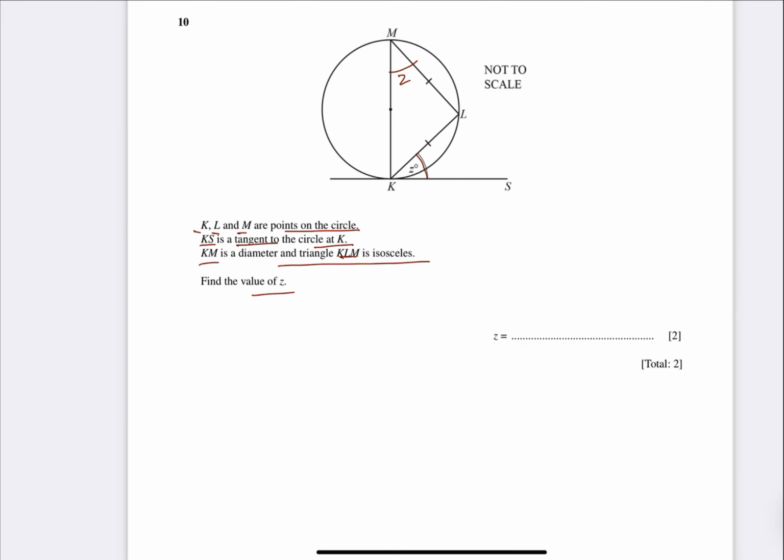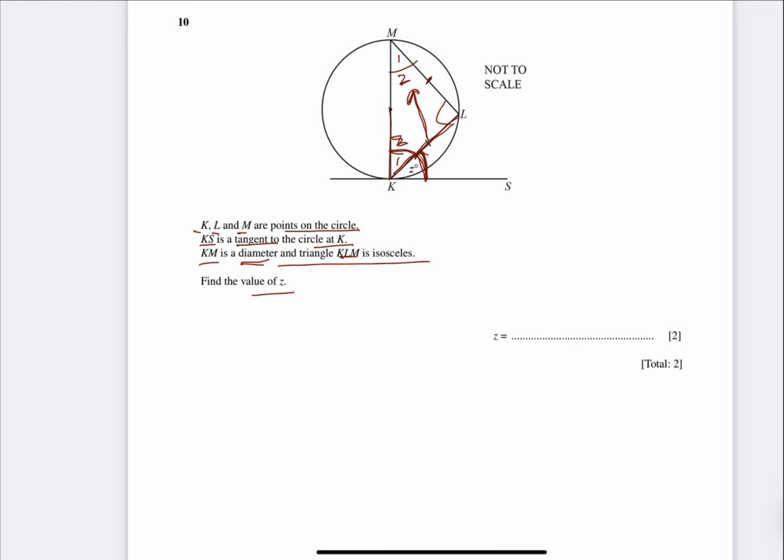Okay. And KM is the diameter. As I've said, if it is a diameter, this would be 90 degrees. And if it is an isosceles triangle, that means this is also Z. Now we know that Z plus Z is 90 degrees. First of all, how do I know that this is Z? Alternate segment theorem. See, this angle has been formed on this side, so the angle opposite to this side will be equal, Z. If it is isosceles, this will also be Z.